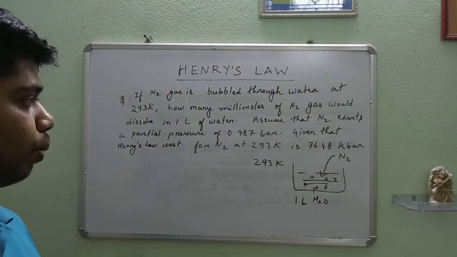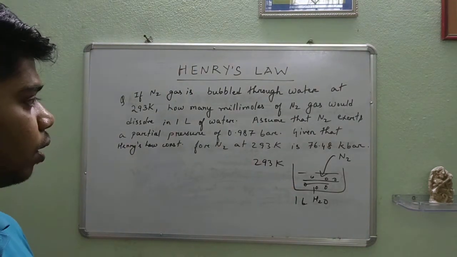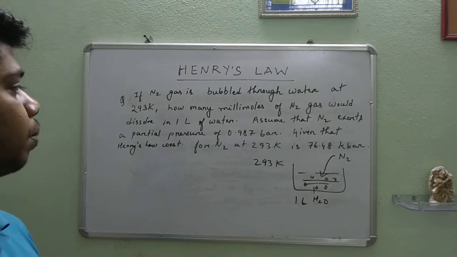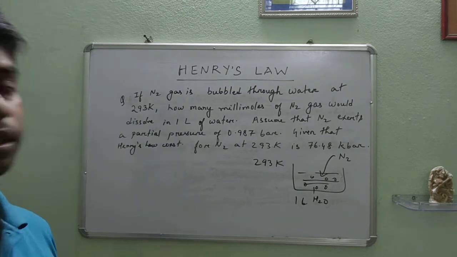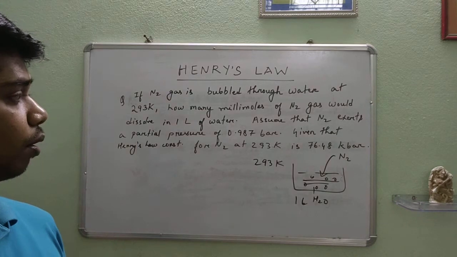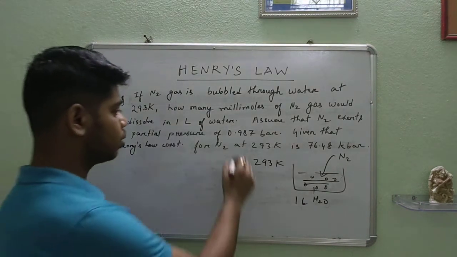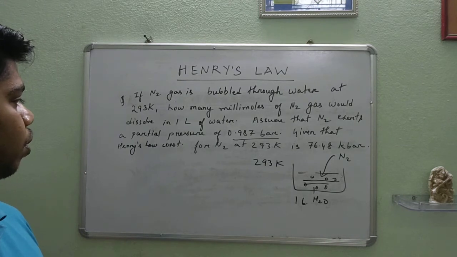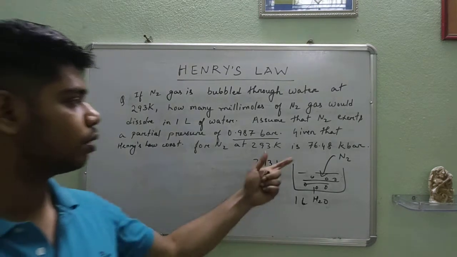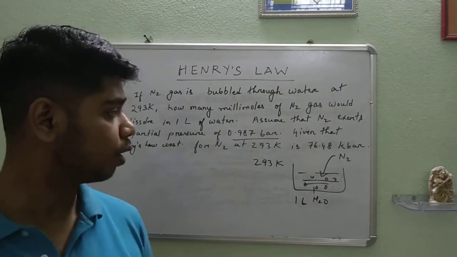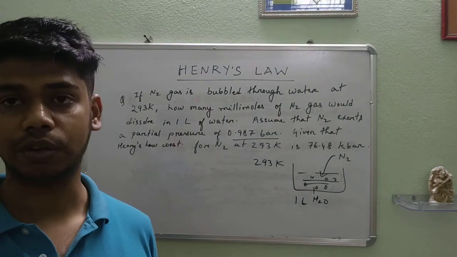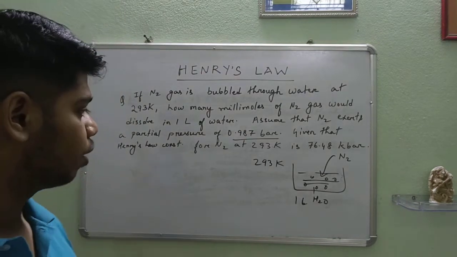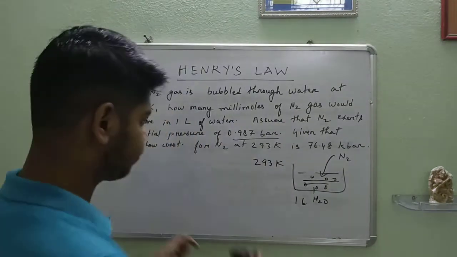Okay, assuming that nitrogen gas exerts a partial pressure of 0.987 bar. The partial pressure of nitrogen is given as 0.987 bar. Given that Henry's law constant for nitrogen is 76.48 kilobar. This is the value of Henry's constant for nitrogen. Okay, so let us solve this numerical.